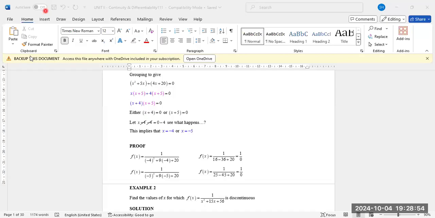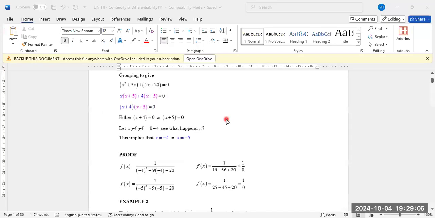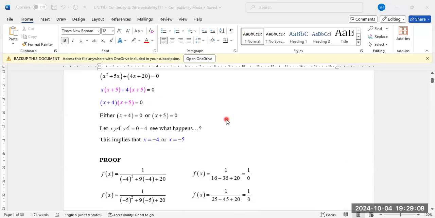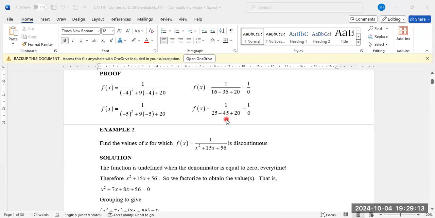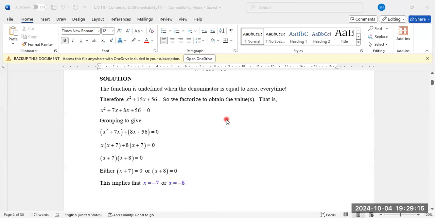Okay, finished. Which one? What's the answer? Negative 7 and negative 8. Yes, sir. But that's not right. Sir, how come? Not right. Either x plus 7 equals 0 or x plus 8 equals 0, which when you're solving for x will give you -7 and -8.